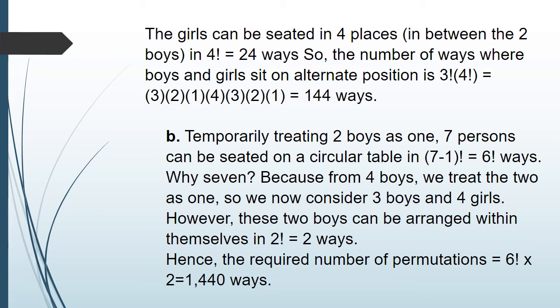B. Temporarily treating 2 boys as 1, 7 persons can be seated at a circular table in 7 minus 1 factorial, which is 6 factorial ways. Why 7? Because from 4 boys, we treat the 2 as 1. So we now consider 3 boys and 4 girls. However, these 2 boys can be arranged within themselves in 2 factorial, which is 2 ways. Hence, the required number of permutations is 6 factorial times 2, which is equal to 1,440 ways.